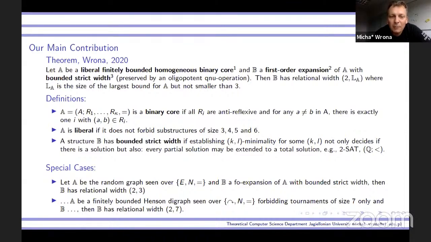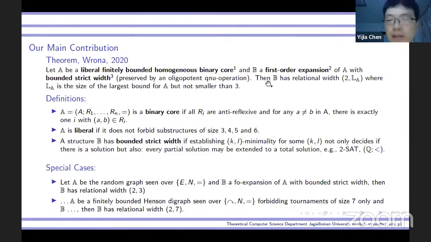And this is what I call liberal. And a binary core is basically like a colored tournament. So for every two different elements, I have an arrow of one of kappa colors. And that's it basically. Thank you.